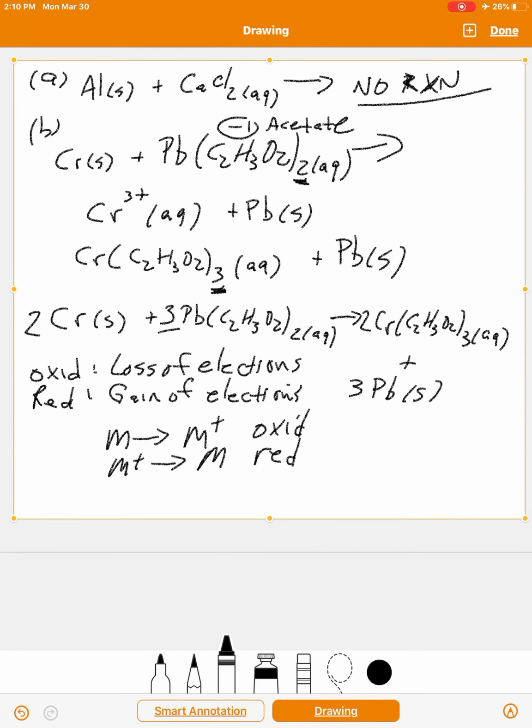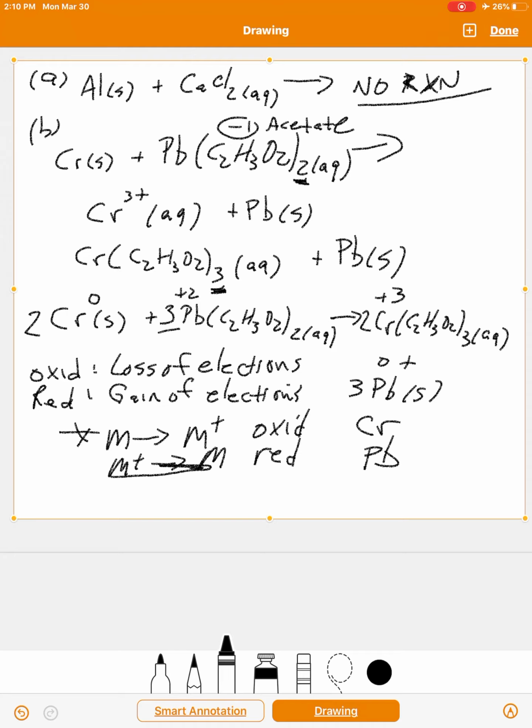Okay? So let's take a look here. The chromium started off as 0, and then it turned out as plus 3. So that's this right there. So that means the chromium was oxidized. The lead started as plus 2, and then it ended up as 0. So that means it was this case right here. So there you go. Okay.